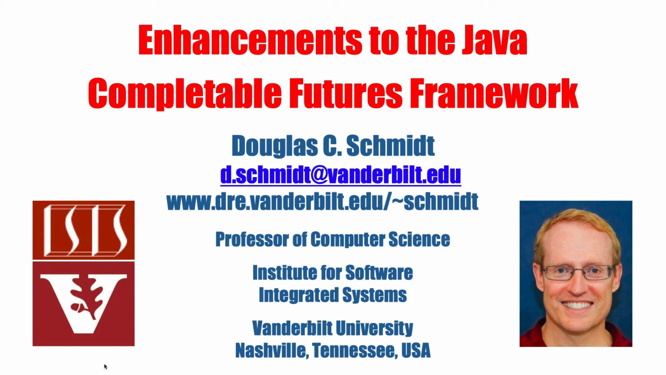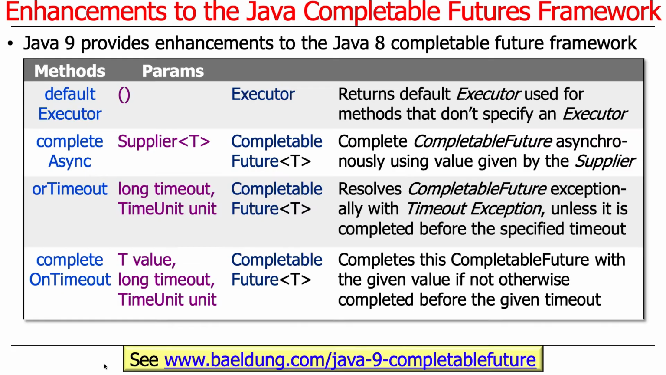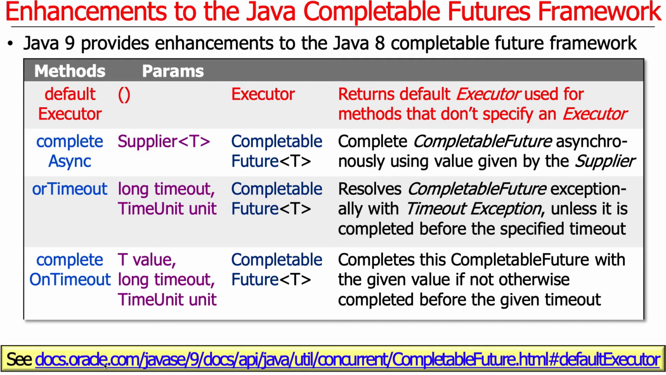Okay, so it turns out that the completable futures framework, much like the parallel streams framework, has evolved a bit over time. And so we're going to talk briefly about some of the newer features that were added in later versions of Java. There are a number of enhancements that Java 9 added to the completable futures framework, which first came out in Java 8. These are some of them. There are a few more, but they weren't as interesting to me as these ones were.